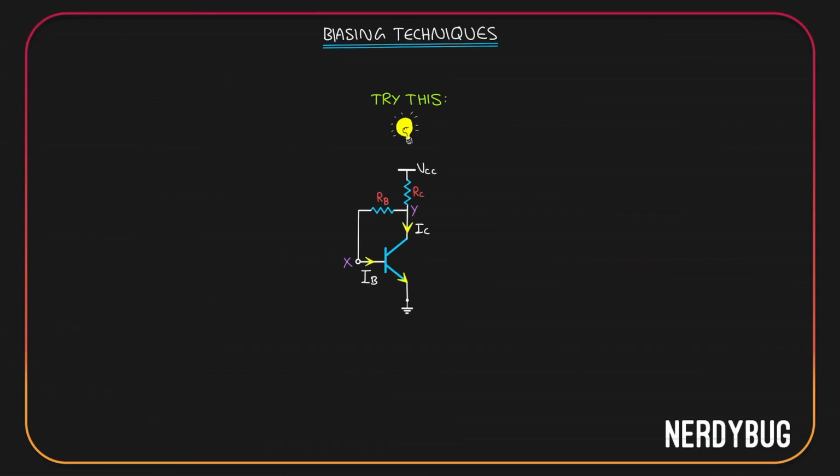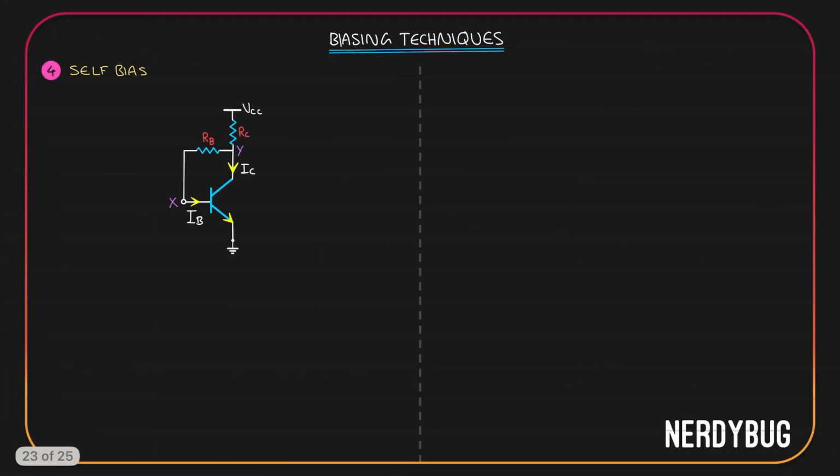Let us now try another way of biasing the transistor. Here, instead of directly taking VCC through a resistor to the base, I am taking voltage from the collector through a resistor like this. This method is called self-bias. Let us understand how it works.